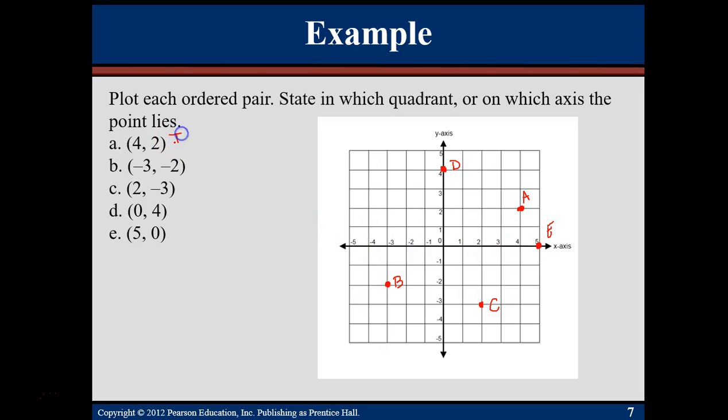A is in the first quadrant. B is in the third quadrant. 2, negative 3 is in the fourth quadrant. 0, 4 is on the y-axis. It's not in a quadrant. And 5, 0 is on the x-axis. It's also not in a quadrant.